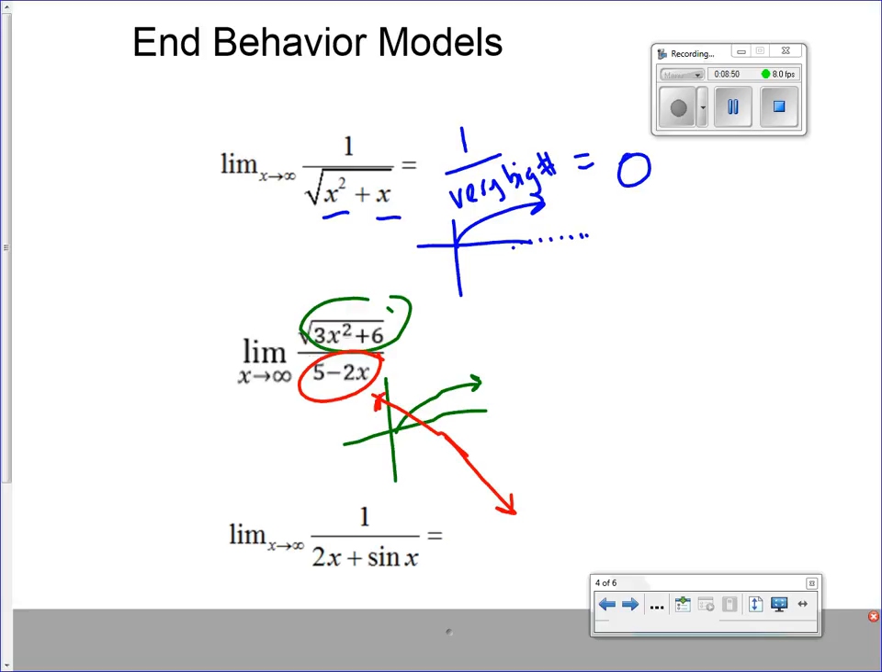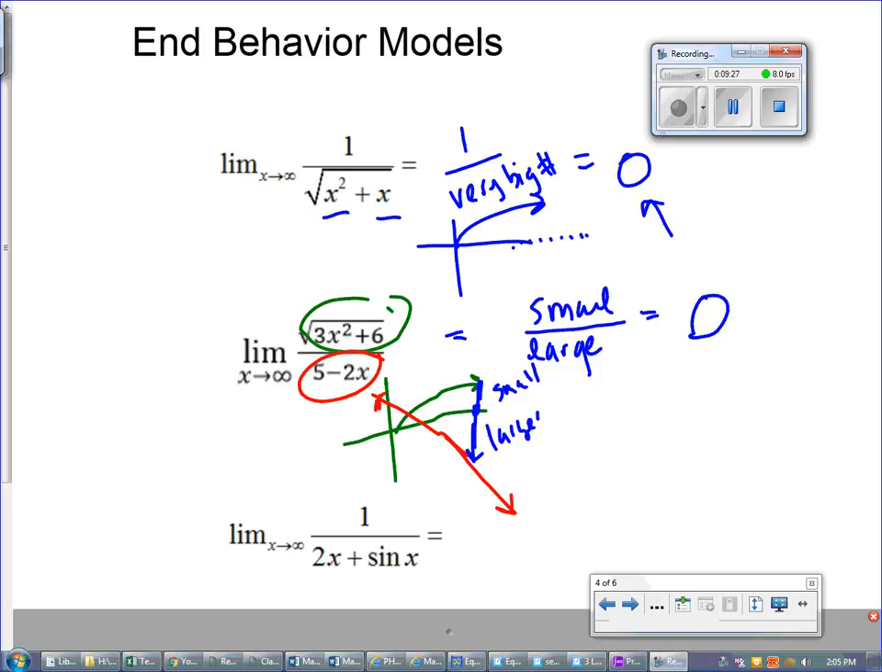The green line is increasing slowly, and the red line is decreasing very quickly. So for whatever x value you pick, the distance from here to here, the green is going to be smaller than the red. So you will have a small number divided by a large number. If you have a small number divided by a large number, you just saw it over here, you are going to get 0.